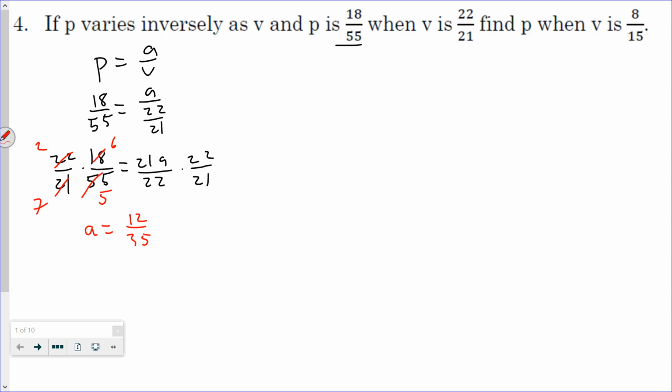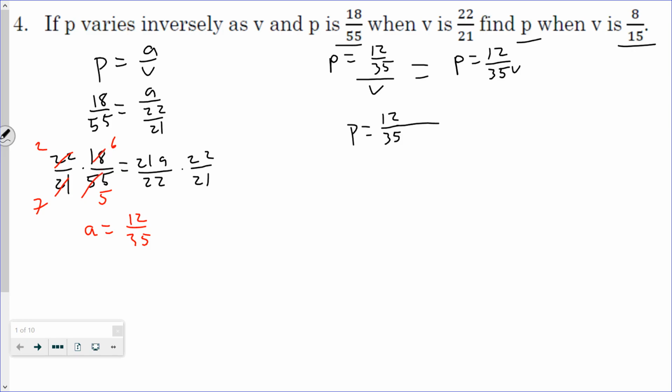So I can put that back into my original equation. I have P equals 12 over 35, that's my A value, all over B. But that's the same exact thing as just saying P equals 12 over 35B. From here, I'll plug in my B value. I want to figure out what P is going to be when B is 8 over 15. So I'll plug that in. I have P equals 12 over 35 multiplied by my B value, 8 over 15.